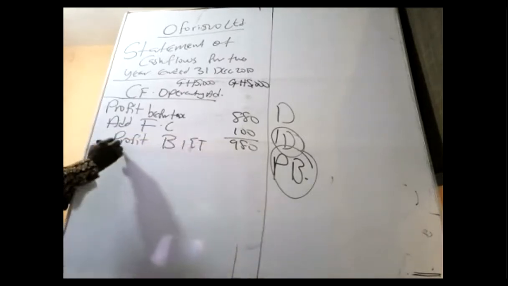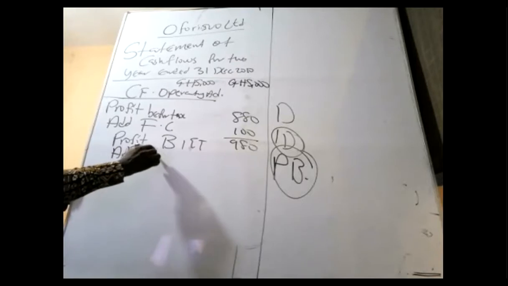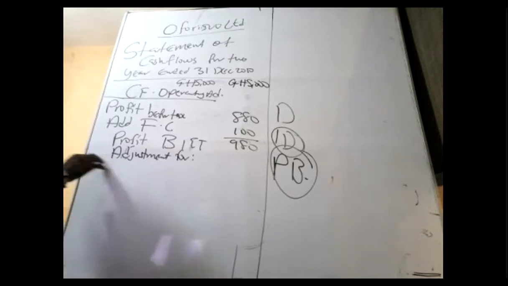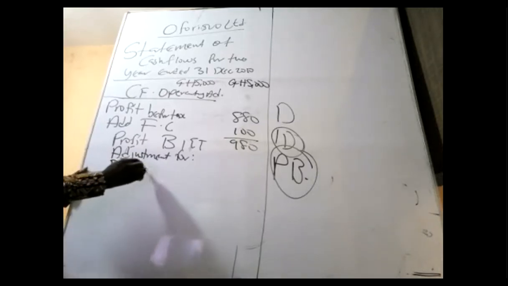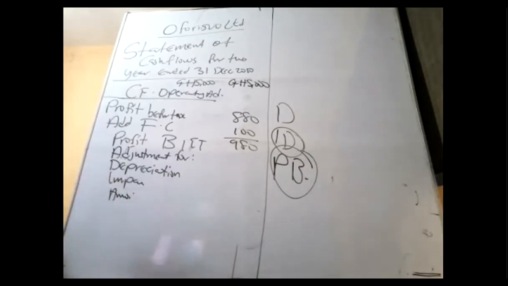And third, the examiner, I am going to adjust or massage this profit. So adjustment for the first item that should come into mind, the non-cash item. I'm going to adjust for non-cash item. Depreciation. The first item, depreciation. No matter what, there must be depreciation. So check for depreciation, check for impairment, check for amortization. All of this is in the same category.